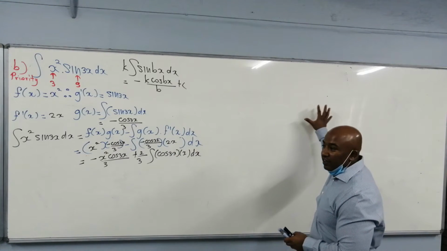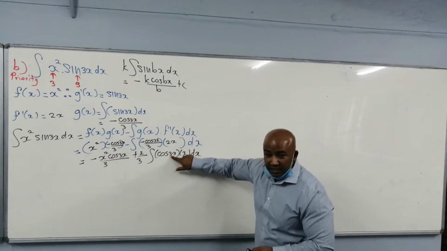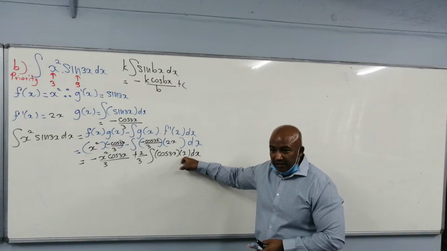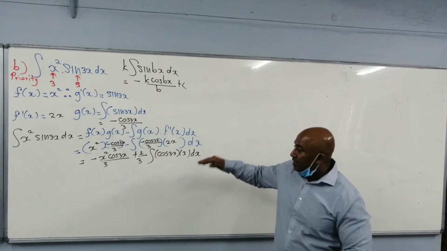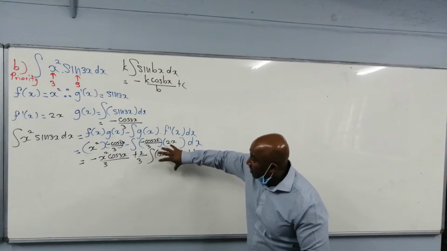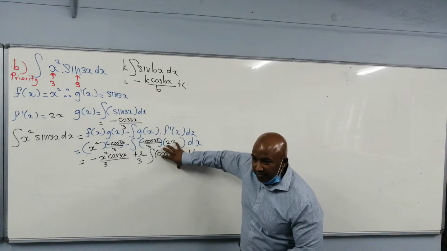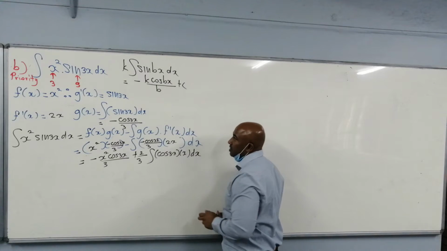Is it an N5 type? Can I let u equal to 3x? Will the derivative of 3x cancel with x? No. If it does not cancel, that means it's not an exact derivative. That means we need to use integration by parts. So forget about everything that just happened here now. The focus is on this point here now. So we need to use integration by parts to work this out.